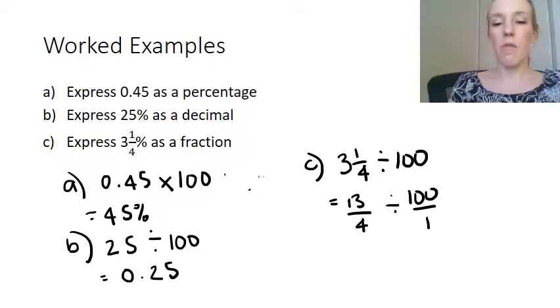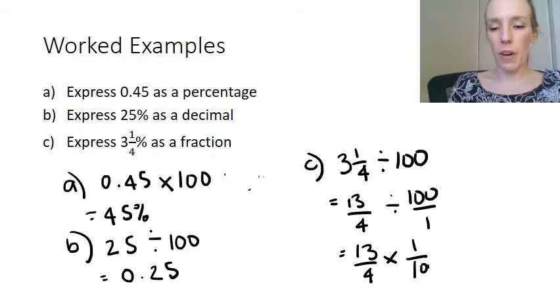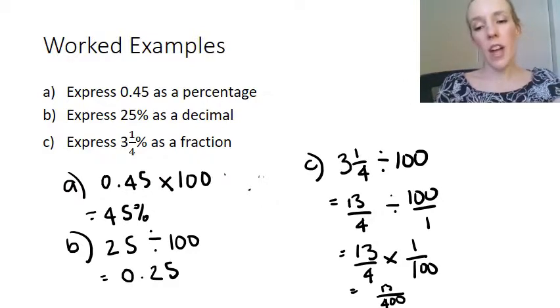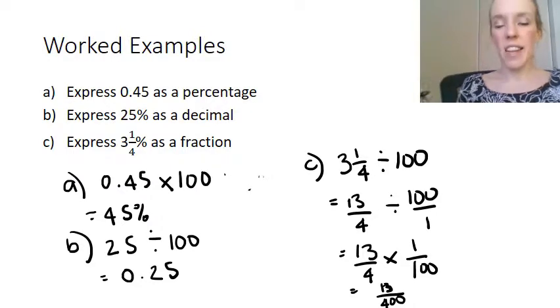When we're dividing fractions, hopefully you remember you turn it into multiplication and use the reciprocal. So that will be times 1 over 100. 13 times 1 is 13. 4 times 100 is 400, so it'd be 13 over 400. We can't actually simplify that anymore, so we'll just leave that answer as is.